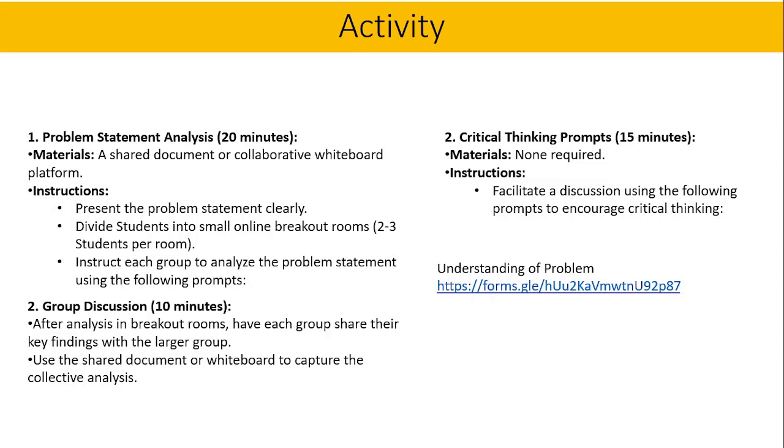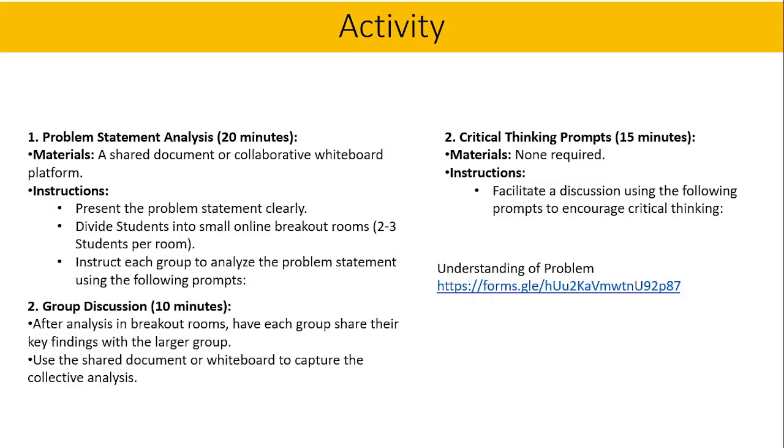After telling the problem, you may divide the students into small groups of 2 to 3 students, and instruct each group to analyze the problem statement. Use the following prompts. How do you define the problem, understand the problem, empathize with the problem, after that ideate, after that develop the prototype as a low fidelity model, test it, and finalize with the higher fidelity model. After developing the prototype, they are testing in the breakout rooms.